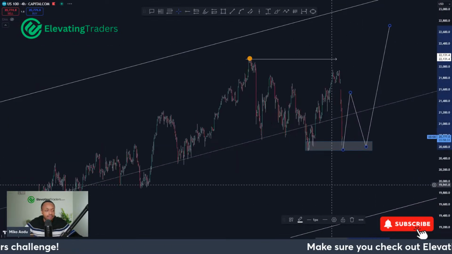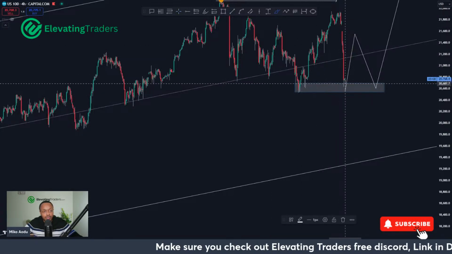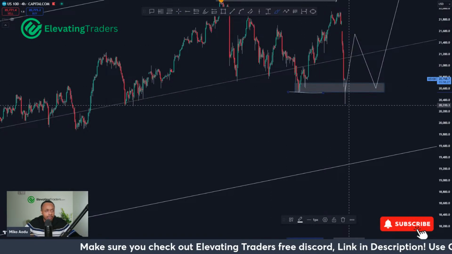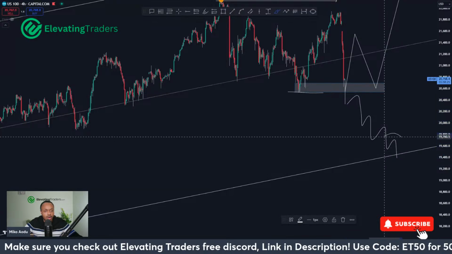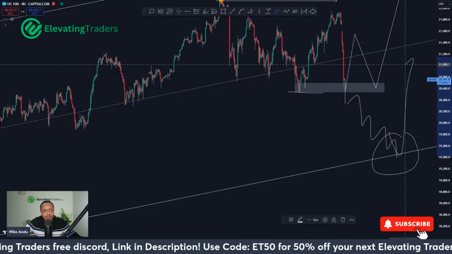If price does break this low here, so let's say the next 4-hour candle is bearish and we go and take out that low too, then yeah, I would expect that bigger pullback for NAS into that higher time frame channel. And maybe from there we do push to the upside.